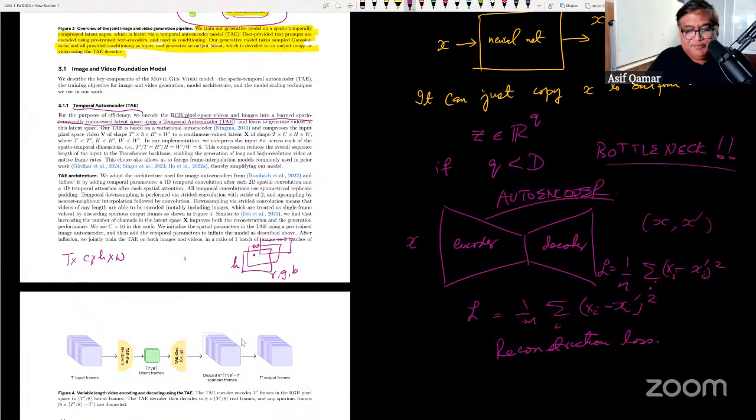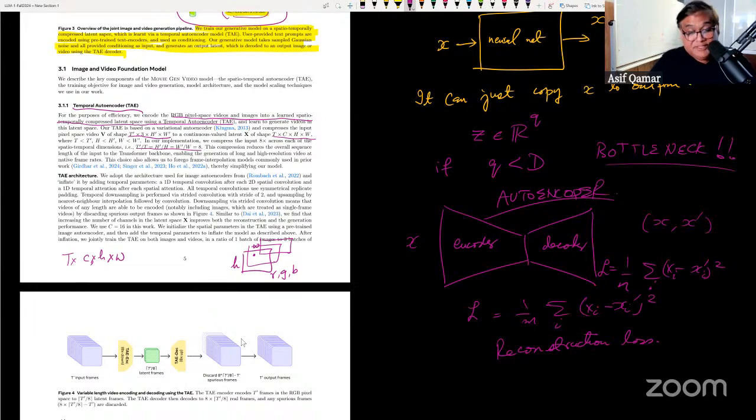A classic autoencoder, and it compresses the input pixel space video of shape, so this was the original shape, to a continuous latent space. So what they do is they say, suppose the height was, I'll just take 64 pixels. Divide 64 by 8. They take a ratio of 8. So they're compressing it, scaling it down by a factor of 8, right? There's an 8x compression in height.